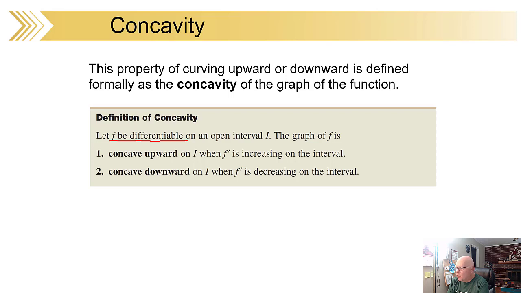But here we go. Concave upward, like this, when f prime is increasing. Concave down, where f prime is decreasing on the interval. Now remember, this is the derivative is increasing or the derivative is decreasing. It's not whether the function is. So you have to be very careful about that. You don't want to get these two confused.